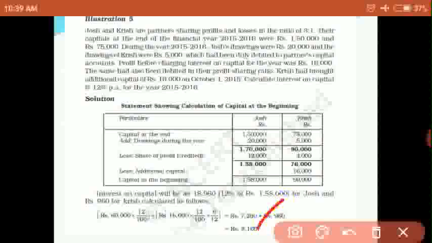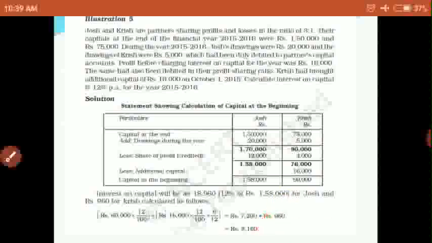So this is the calculation of interest on capital.